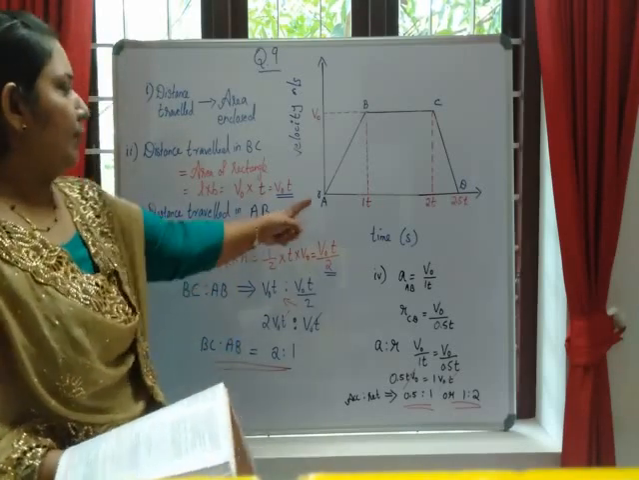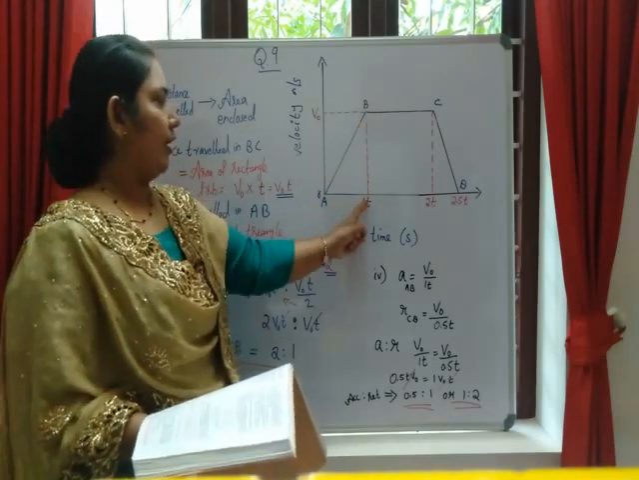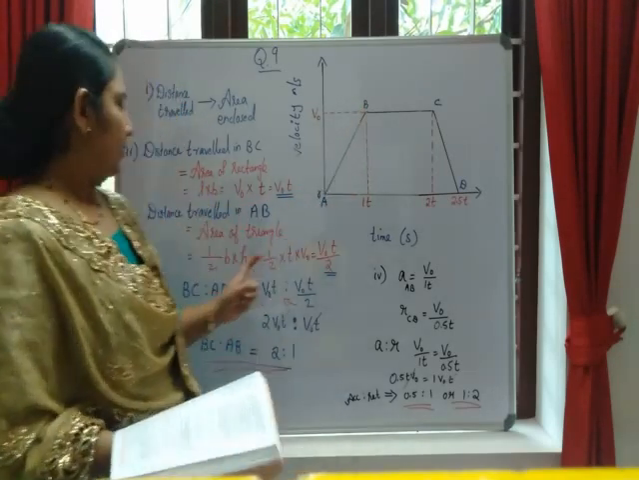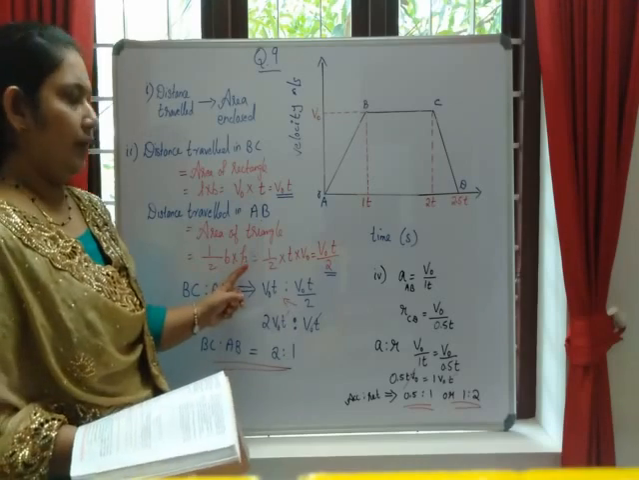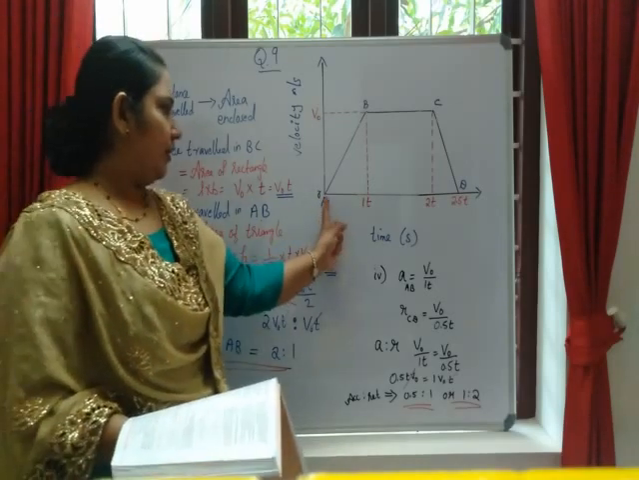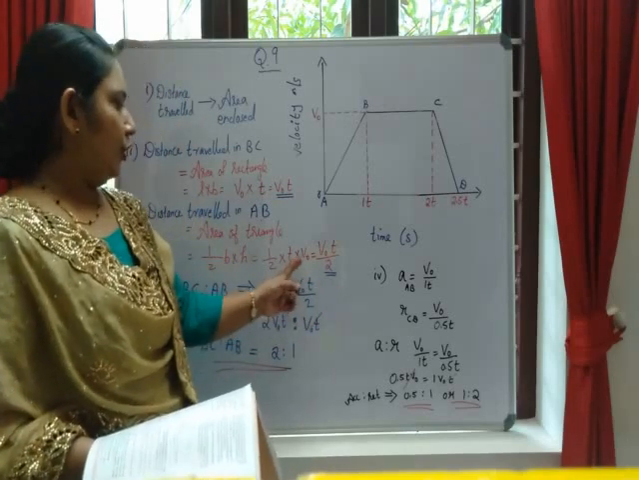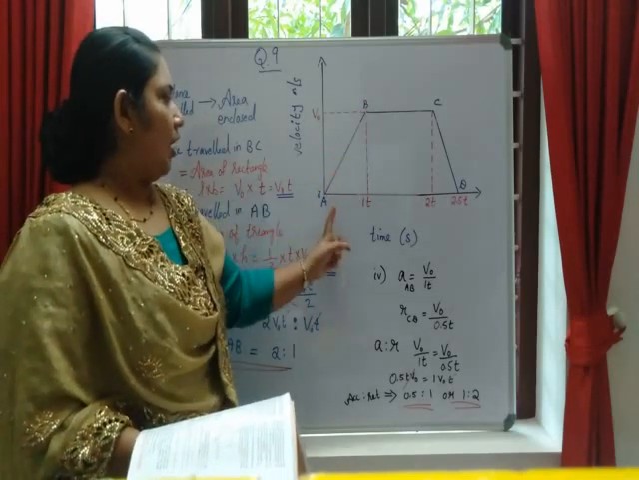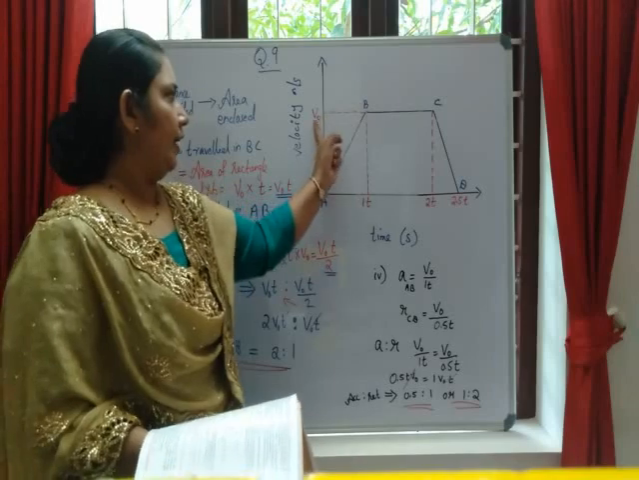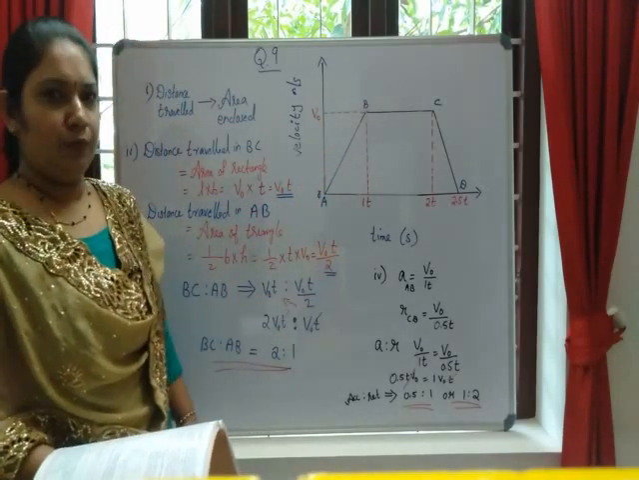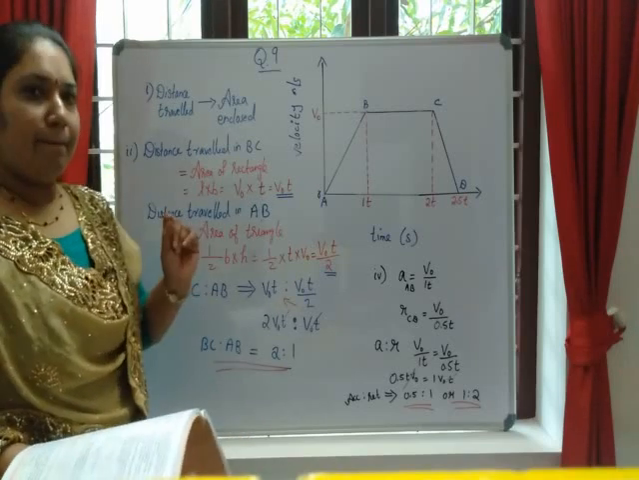Same way AB, this is a triangle. We have to calculate the area of the triangle. That is half into base into height. Half into base, here 1t or t. 1t or t means same. T into height. Half into base into height. Height is V0. So we got V0t by 2. Question is compare.